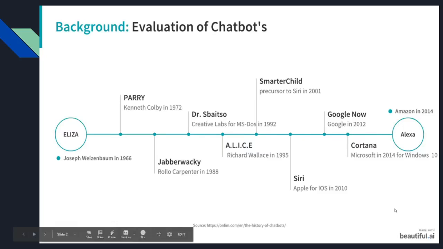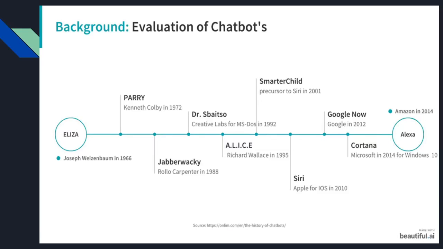From Eliza to Alexa. Eliza was the very first chatbot, created by Joseph Weizenbaum in 1966, which uses pattern matching and substitution methodology to simulate conversation. Next is Parry, which was constructed by American psychiatrist Kenneth Colby in 1972. Next comes Jabberwocky, which was created by developer Rollo Carpenter in 1988. Next comes Dr. Sbaitso, which was created by Creative Labs for MS-DOS in 1992.